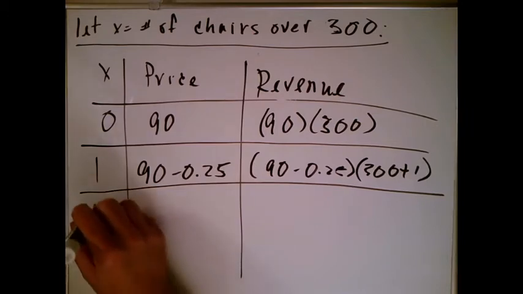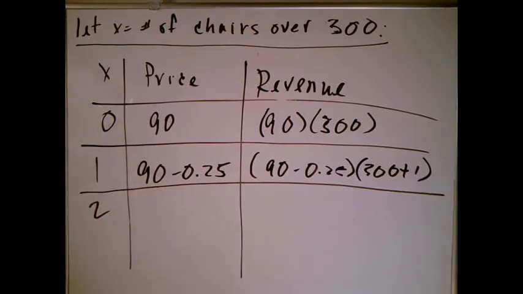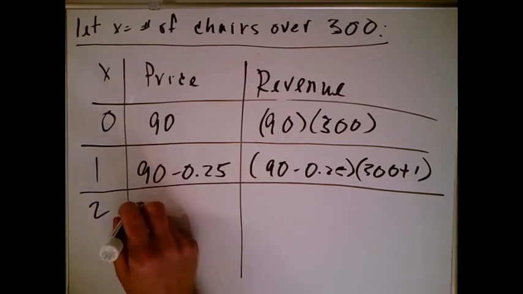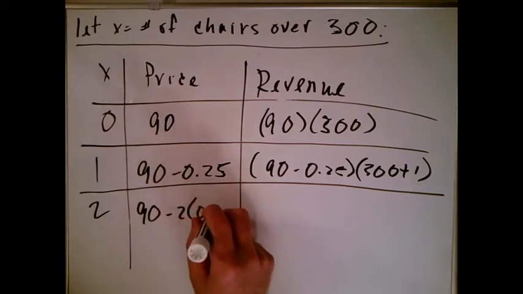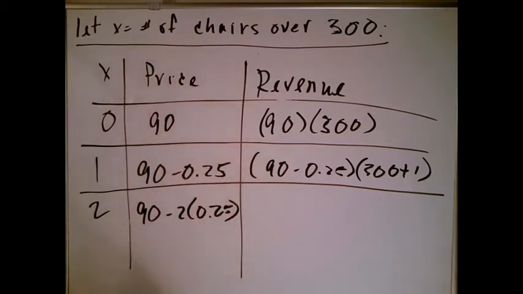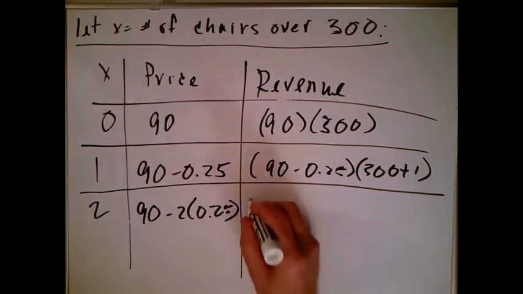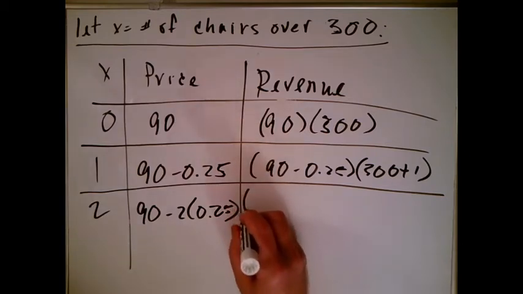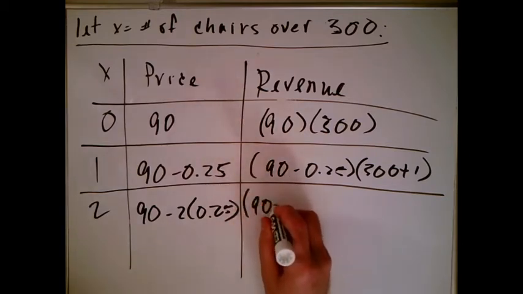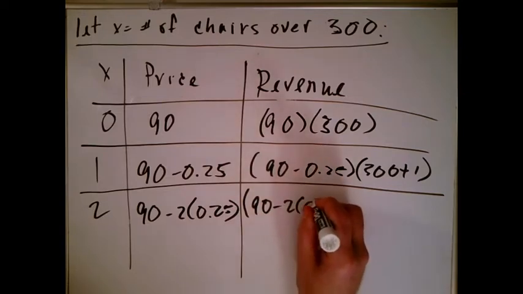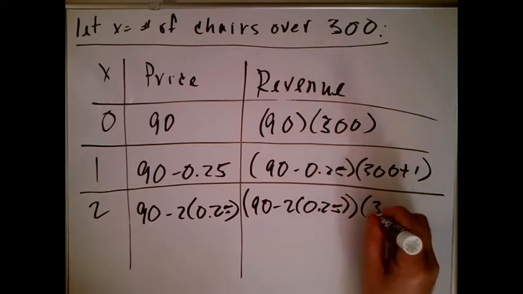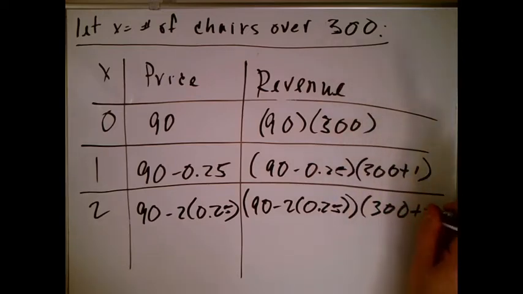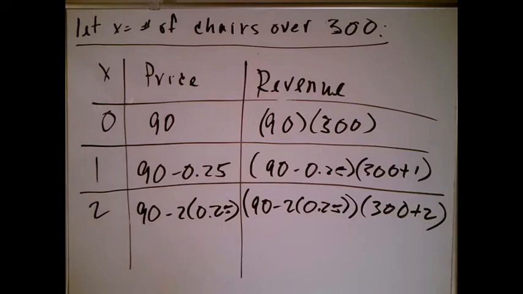So here we go. If I have 2 chairs over, they promise to subtract another quarter. So I'm going to try really hard not to simplify, because this way I actually see both quarters represented. Now, what's the revenue going to be? Well, it's going to be 90 minus 2 times 0.25 times 300 plus 2. And I think you can already see a pattern here, yes?